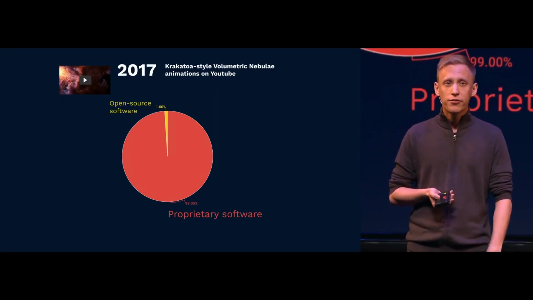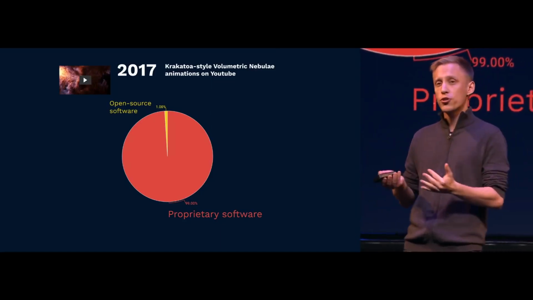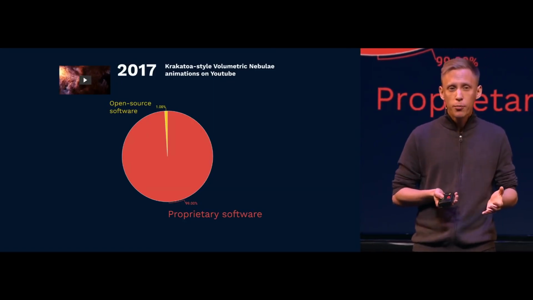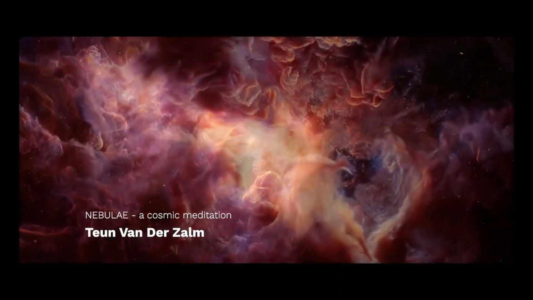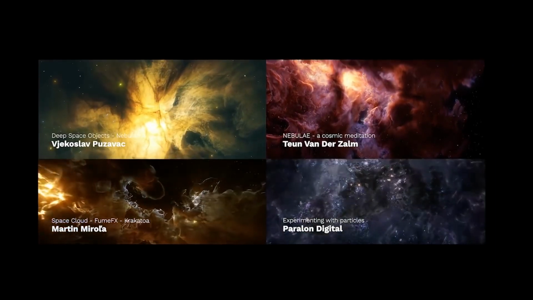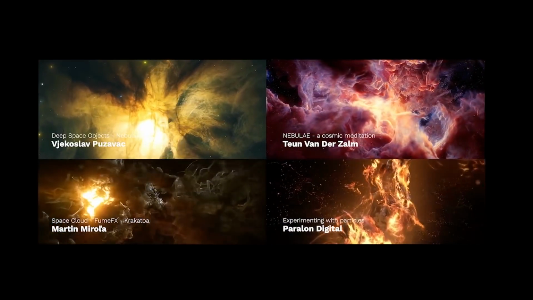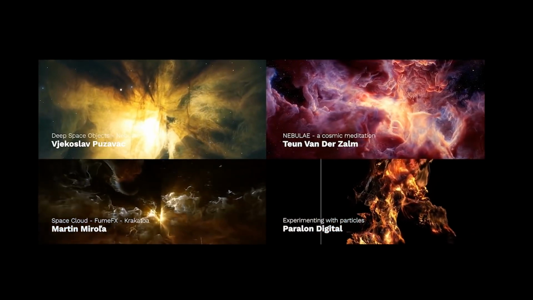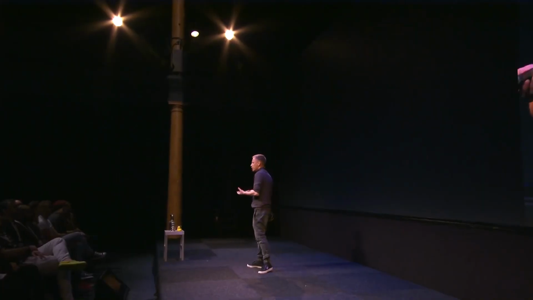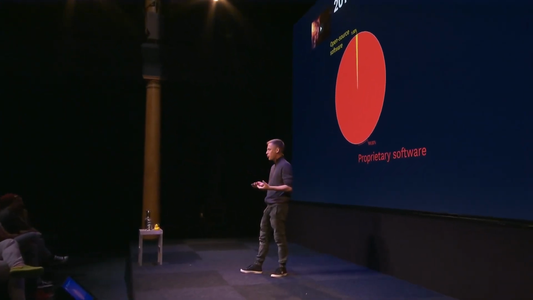On this pie chart, we left just 1% of the Krakatoa-style Nebula simulations to open source software. Unsurprisingly, most of the Krakatoa-style simulations, and Krakatoa is the render engine meant for that kind of stuff, were made in Krakatoa. Here you can see amazing art by Tion van der Zalm, Vyacheslav Pozavac, Martin Mirola, and other amazing artists. Like 99% of such stuff was indeed produced in 3ds Max and rendered in Krakatoa, or it was Houdini. And how could we even compete with that? How could Blender catch up with that?